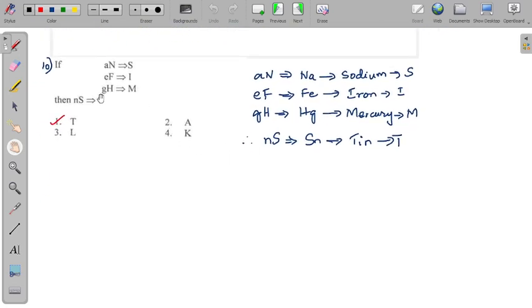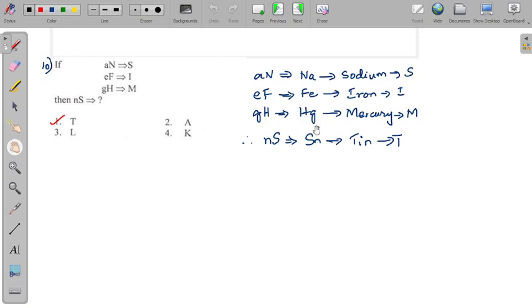Next, the 10th question. This is not an analytical question, but it is related to chemistry. AN equals S, EF equals I, GH equals M. Then what is the value of S? First you write it in reverse order. AN is nothing but Na, the chemical symbol of sodium, so it is S. EF means Fe, iron, which is equal to I.